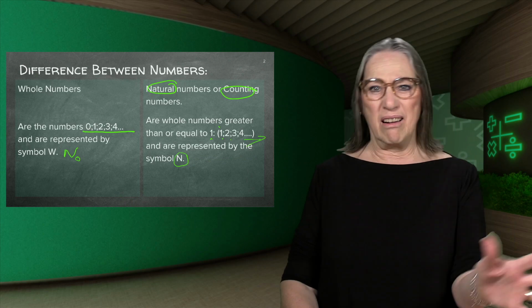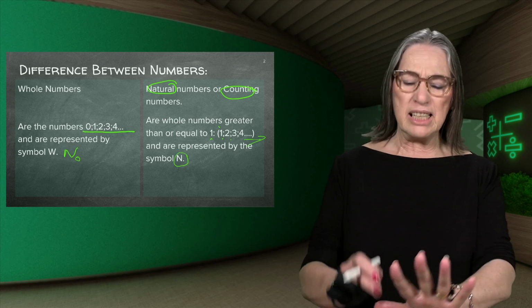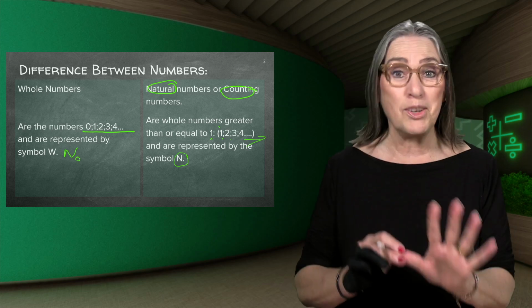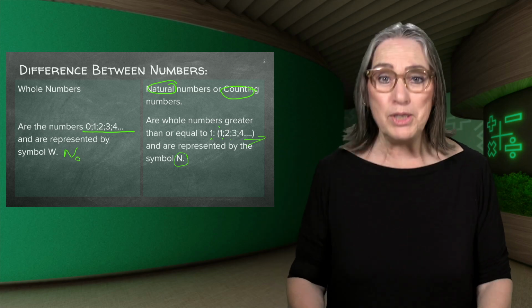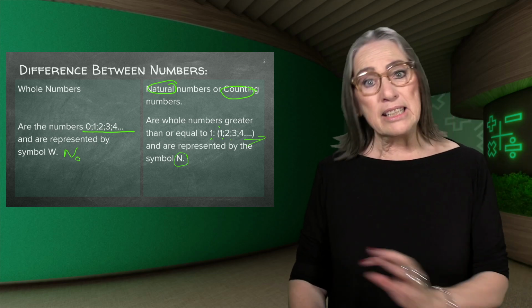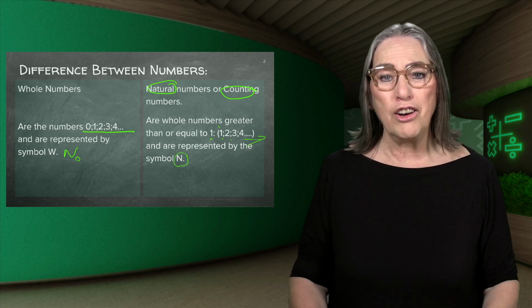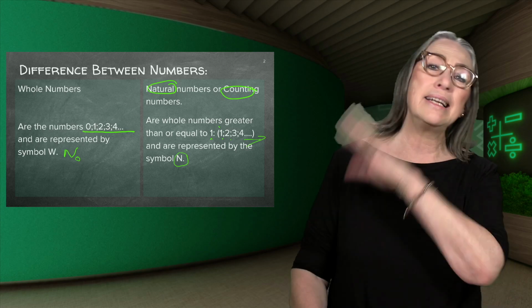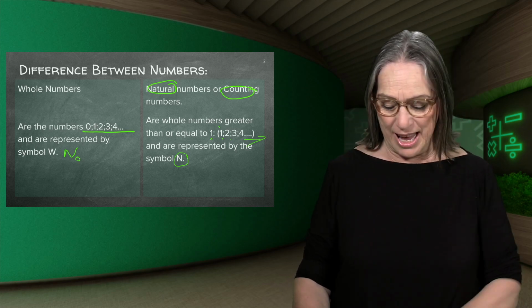Remember, if you count, you don't start with 0. For example, you count your fingers. You're not going to start by 0, 1, 2. You're going to start by 1. So it's easy to remember the difference between a whole number and a natural number. In this series of about 13 lessons, we're going to focus on whole numbers. And it's amazing what we can do with whole numbers. I hope you're as excited as I am.